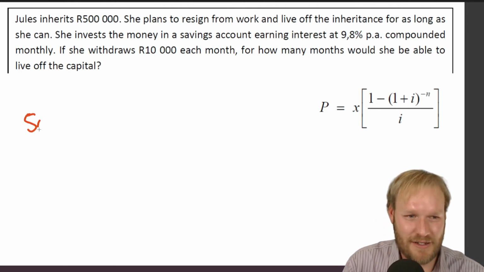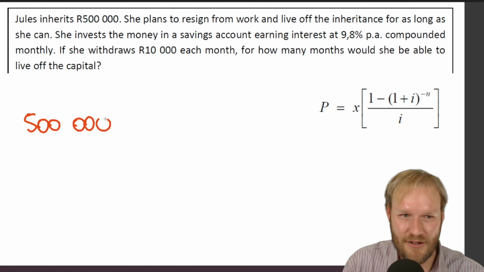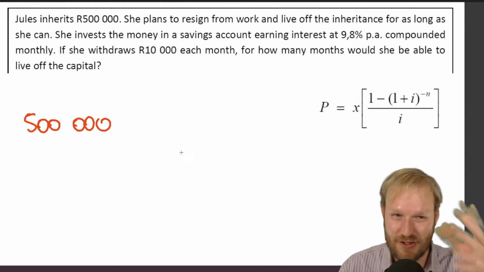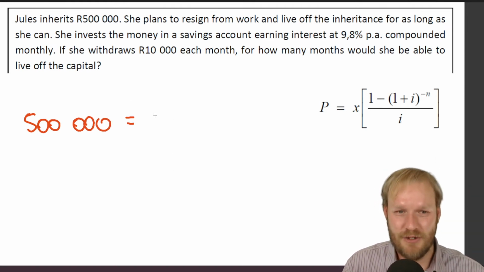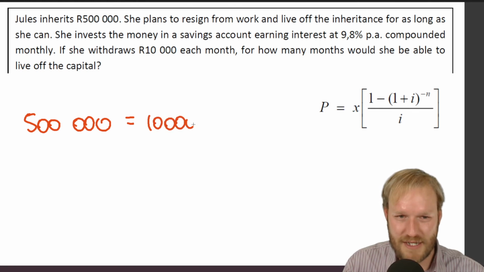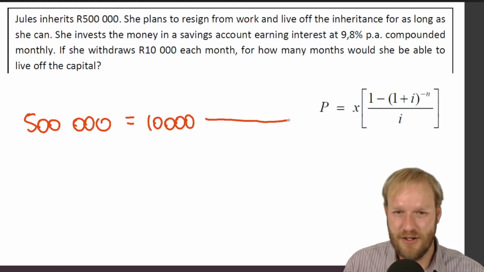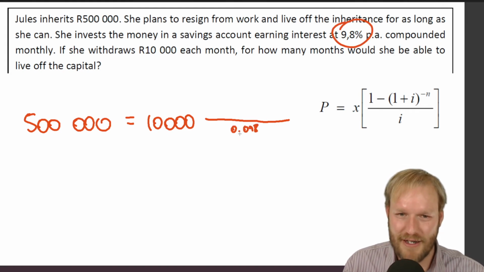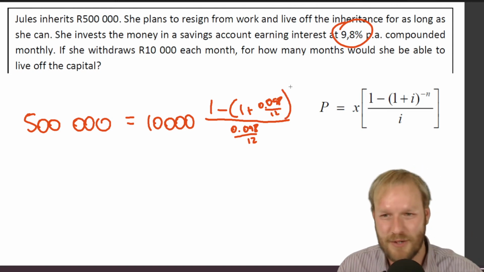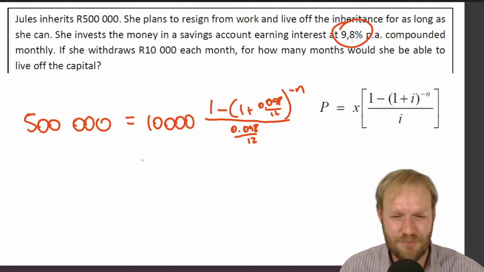500,000 now is the present value, right? That's how much we have, not a future value. It equals what we're withdrawing, 10,000 Rand every month. Our interest rate is 9.8%, so we've got 0.098 over 12. And up at the top here, we've got 1 minus (1 plus 0.098 over 12). And now the thing we don't know is negative n.